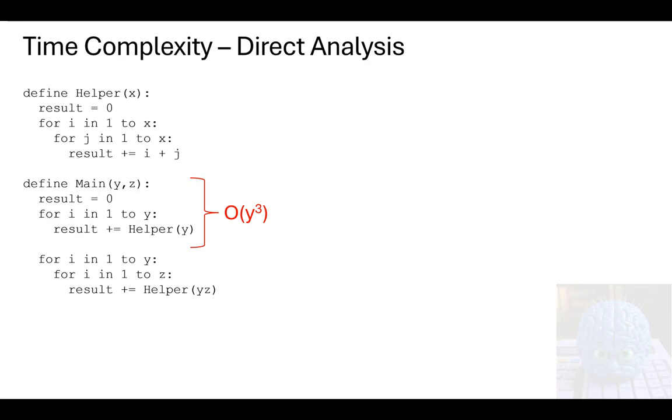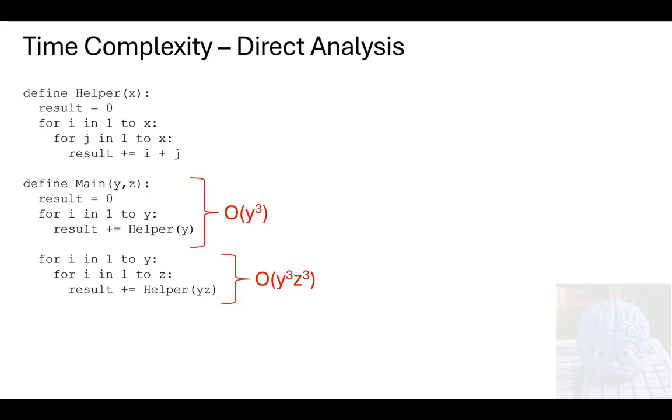So we can see for the next loop, we are running the two for loops a total of y times z times, as in y multiplied by z runs. And each of those we're running helper on yz, which is going to give us yz squared. So we're going to end up with yz squared for the helper function run yz times, which gives us yz all cubed, or y cubed z cubed.